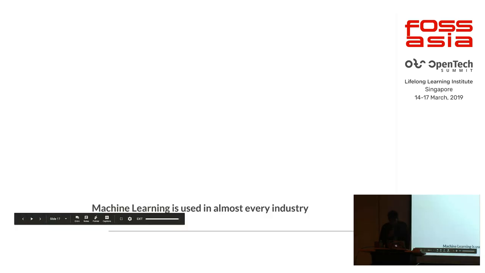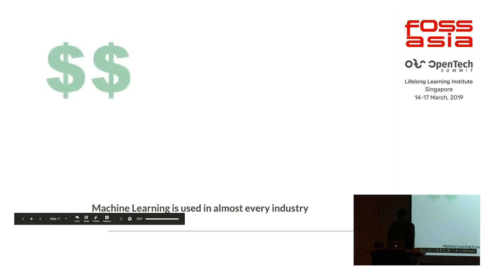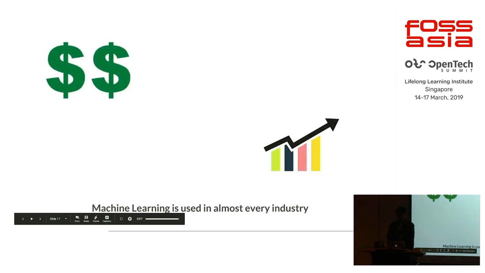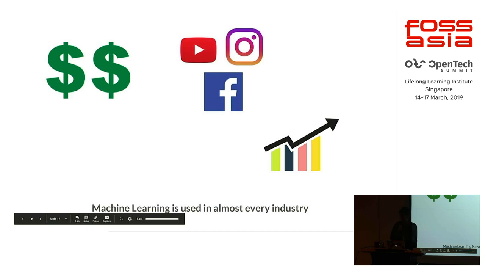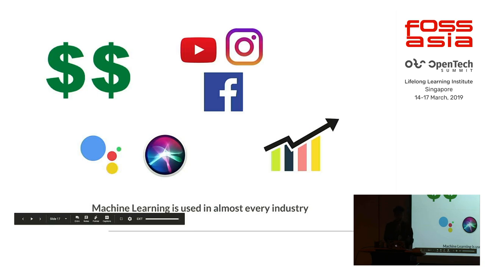So machine learning has penetrated almost every industry known to man. It's been used in banking, finance, social media recommendation algorithms on Instagram and YouTube, and even assistants like Google Assistant and Siri. It all uses some form of machine learning, which powers it to make your life much more convenient.